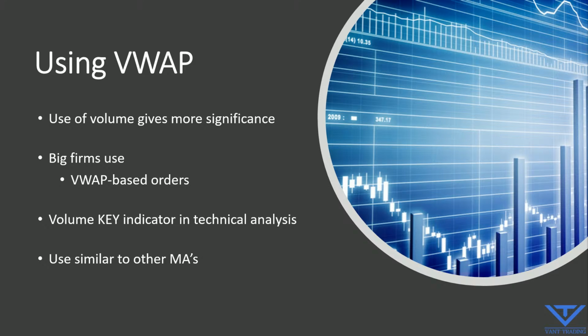I don't know anyone who works at any of these big firms anymore, so I don't know. But there are VWAP-based orders that will slowly execute large trades as it approaches VWAP. I'm serious. VWAP is used by a lot of people out there, which is why I wanted to give it its own section and its own dedication here. Volume is a big deal when it comes to technical analysis. Other than that, you don't use it differently than other moving averages.